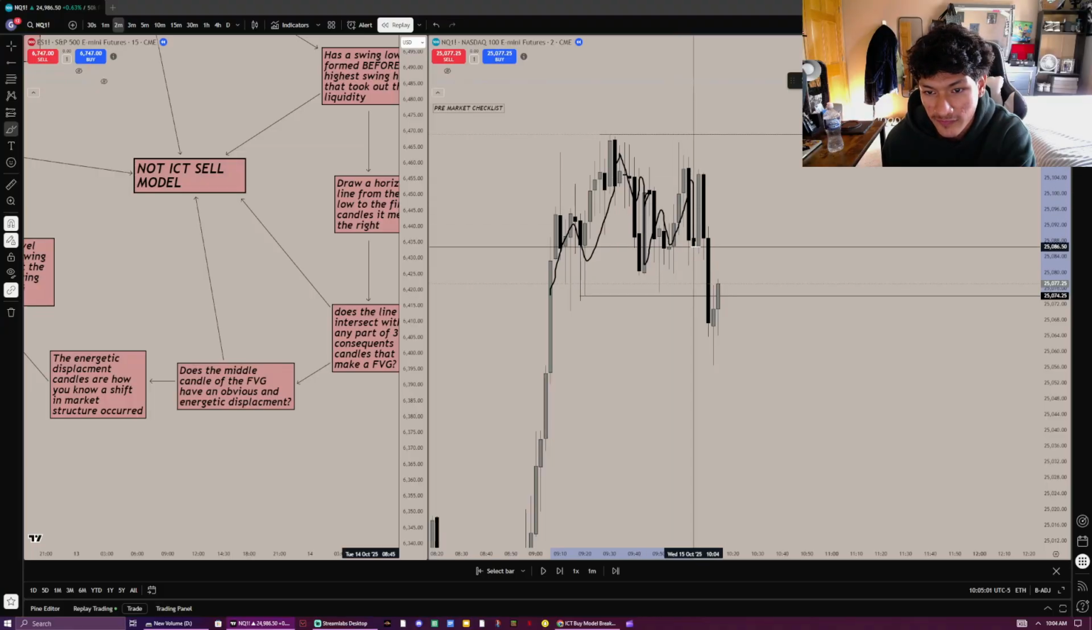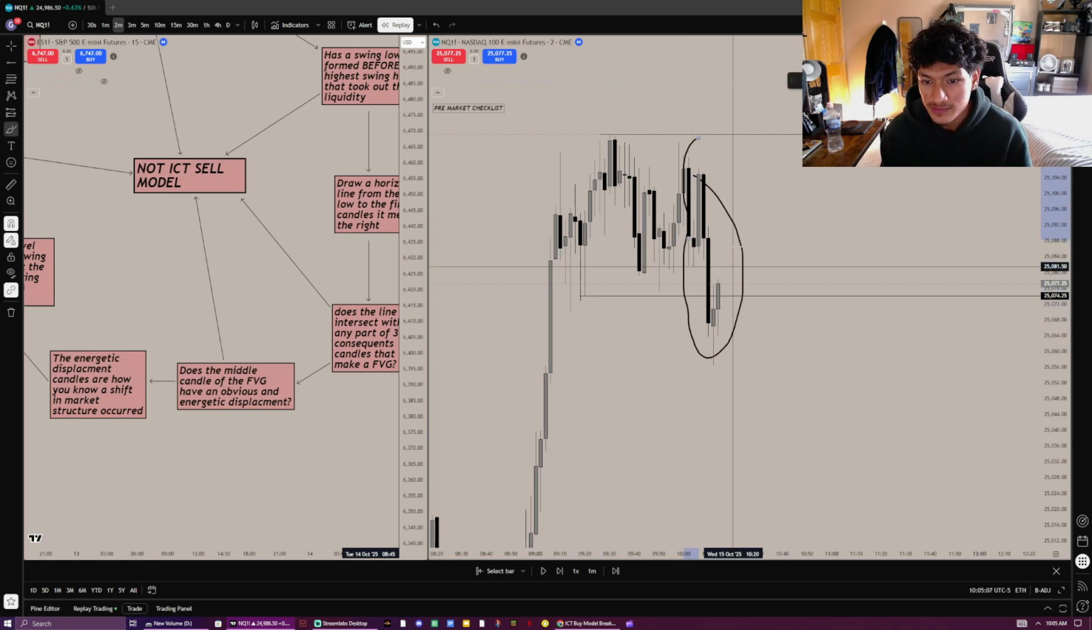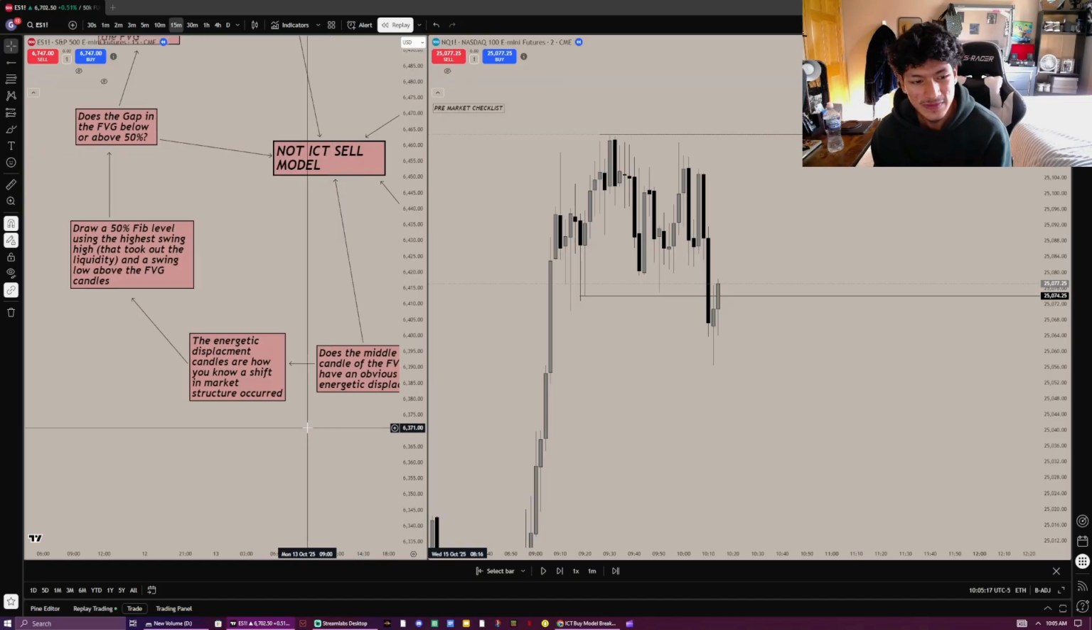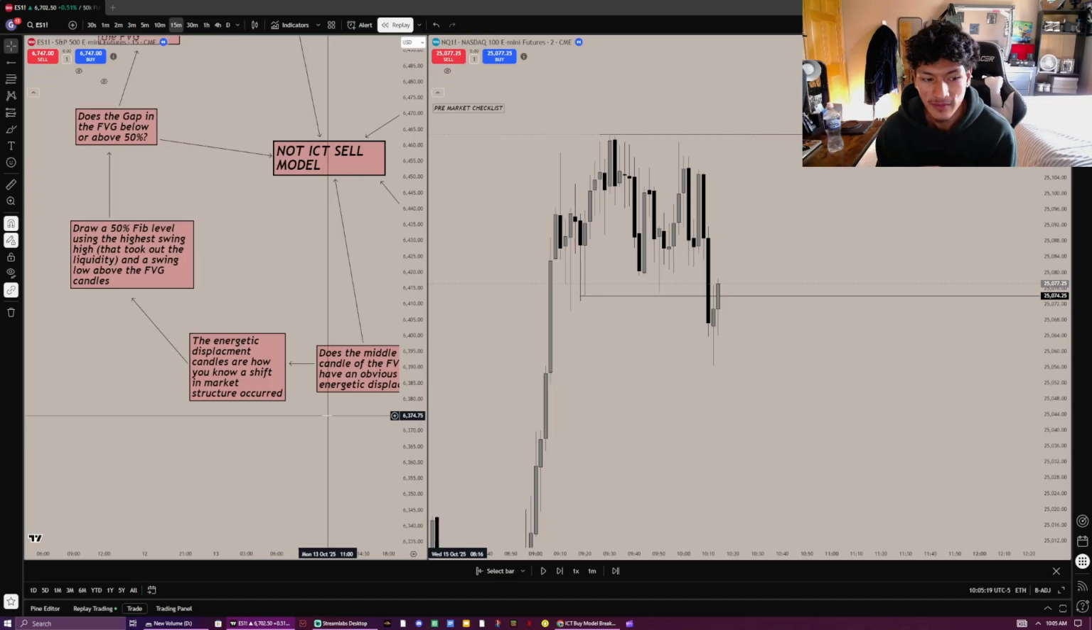Retrace, sell off, and then we sell off completely here. This is an energetic displacement right here. This move is pretty energetic. I mean, relative to this chop here, that's an energetic displacement to me. So yes, we can answer yes to that. The energetic displacement candles are how you know a shift in market structure occurred.